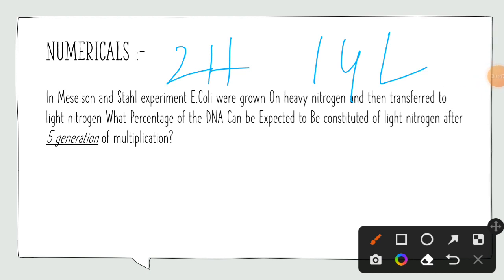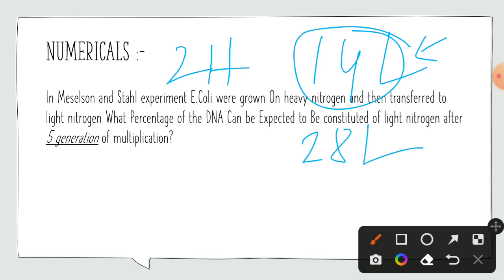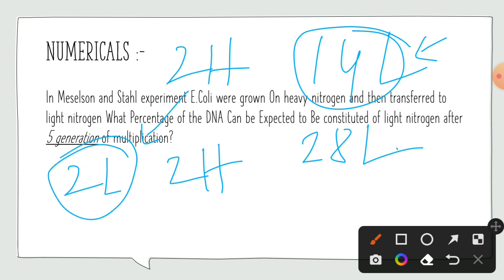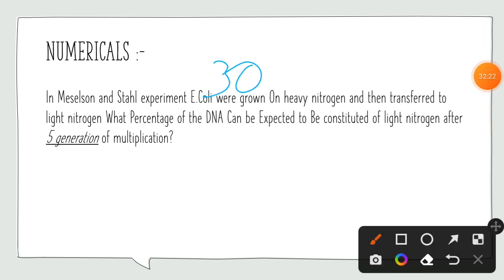Now after the fifth generation the 14 light will be doubled, isn't it? So 28 light, and from 2 hybrids, from one hybrid we will get one hybrid, one light, and from the other hybrid we will get one hybrid, one light. So there will be 2 light, 2 hybrid. So in total we are getting 30 light out of 32. So 30 by 32 into 100 will be our answer.